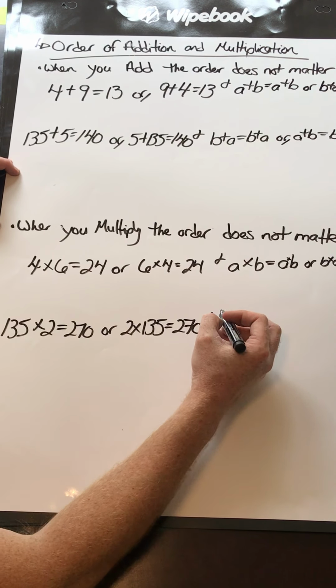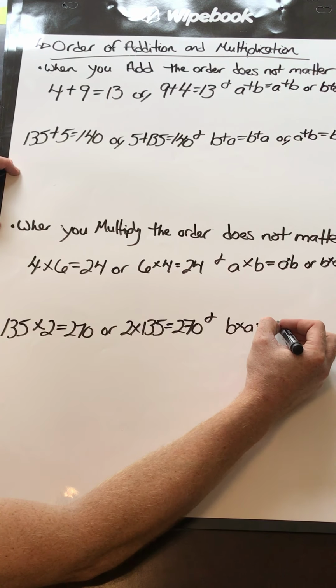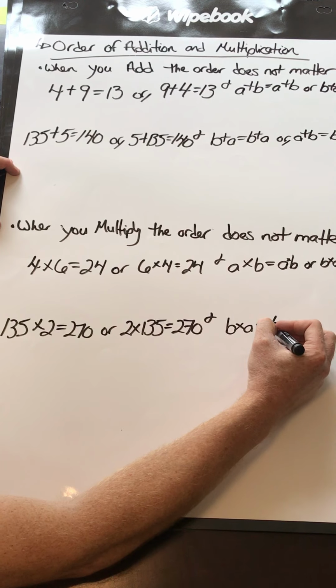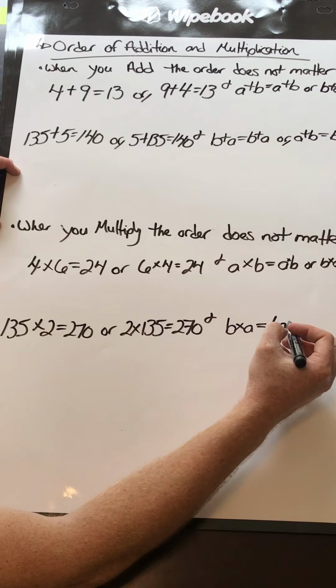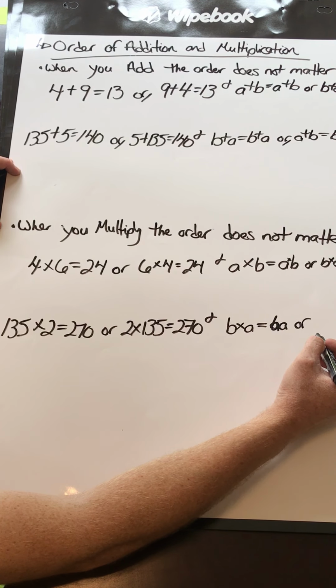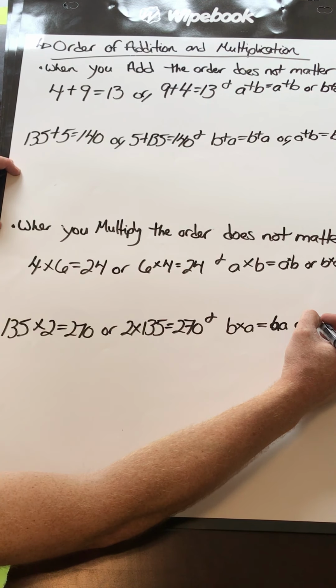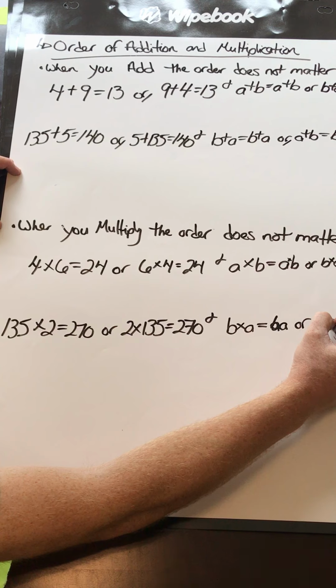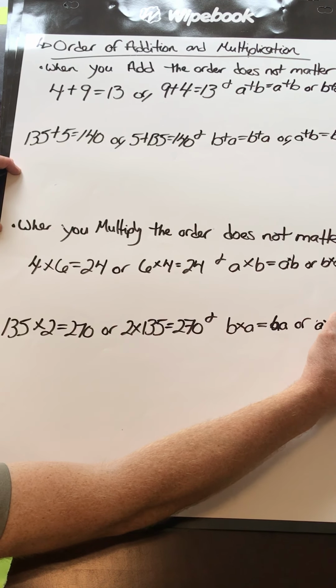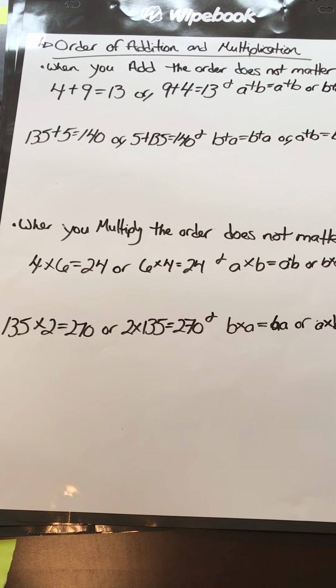Similarly, we could have B times A is equal to AB, or we could have A times B is equal to BA. All right, so some properties that apply to both numbers and variables.